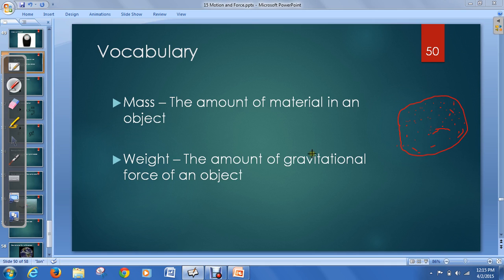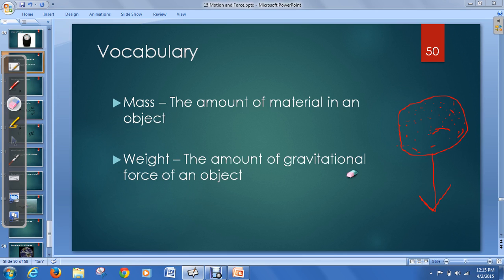Whereas the weight is describing not only how much material I have, but how much that material pulls down towards the earth. The gravitational force of that object. So you will always have the same mass no matter where you are. This object would have the same mass on Earth, the same mass on the moon, the same mass in the middle of space. But the weight is going to change because the gravitational pull is going to change.